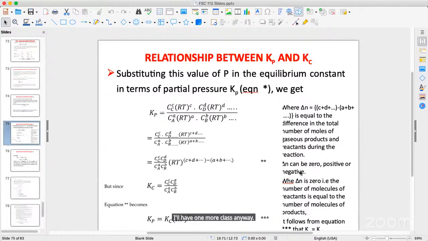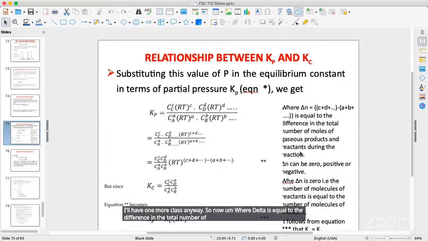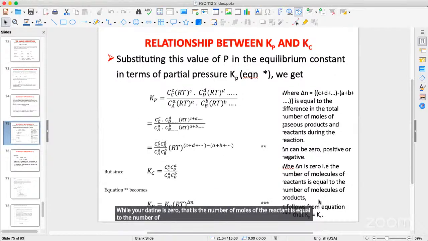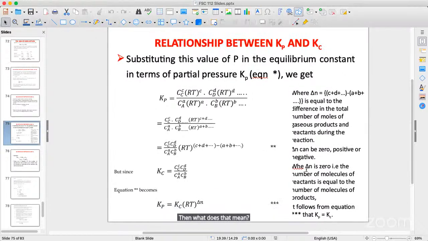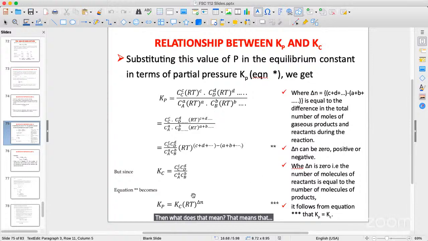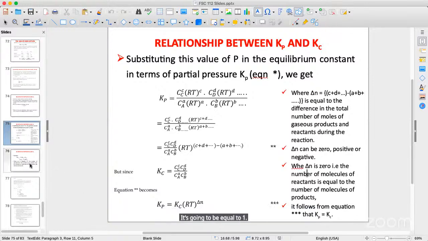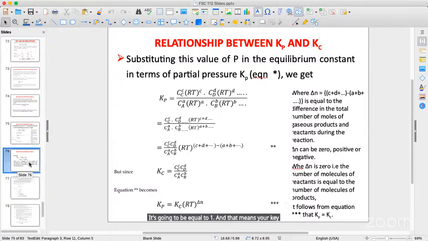So now, where your delta N is equal to the difference in the total number of moles of gaseous products and reactants during the reaction. Delta N can be 0, positive or negative. Where your delta N is 0, that is, the number of moles of the reactant is equal to the number of moles of product, then what does that mean? That means that, of course, your Kp is going to be equal to your Kc, because RT raised to power 0 is going to be equal to 1. And that means your Kp is going to be equal to your Kc.